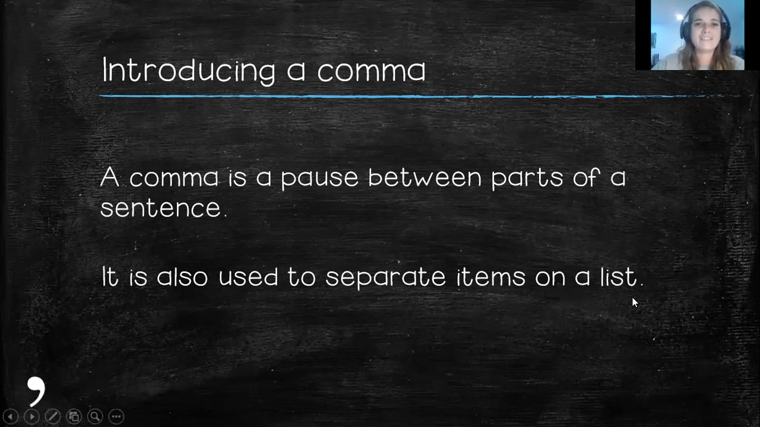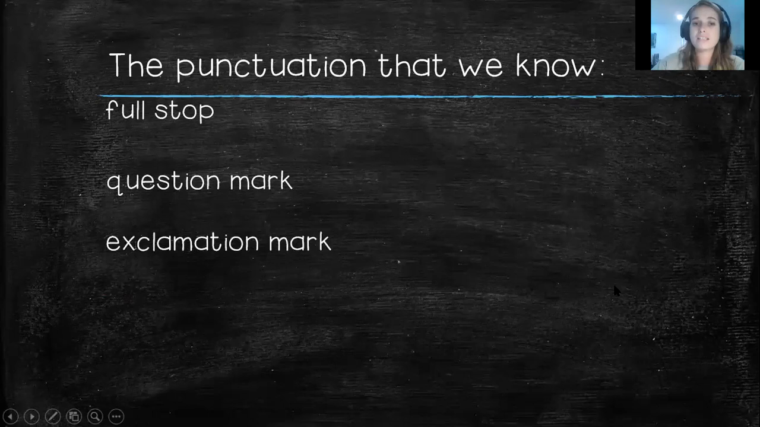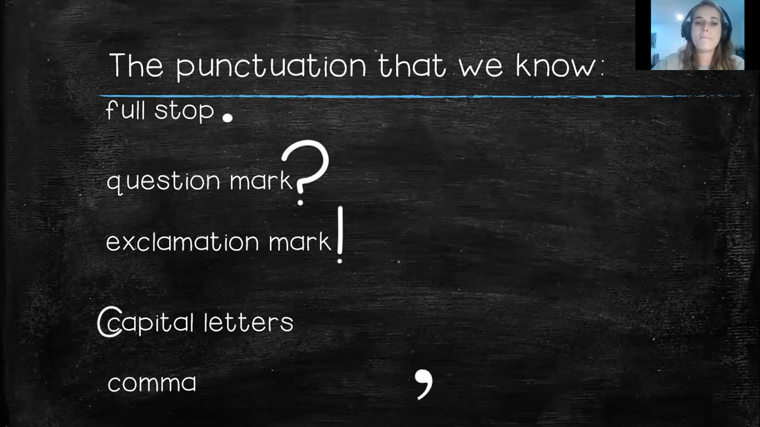There we go. So now, the punctuation that we know is a full stop, question mark, exclamation mark, and capital letters, and those are the ones that we learned. The full stop, question mark and exclamation mark all go at the end. Then we have our capital letter, which goes at the beginning of a sentence, sometimes in the middle as well. And we have our comma, which goes in the middle of our sentence.